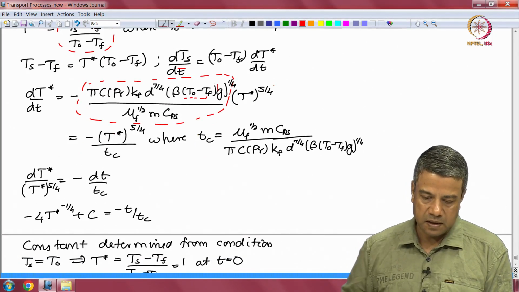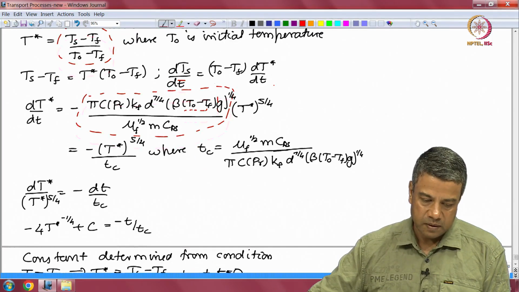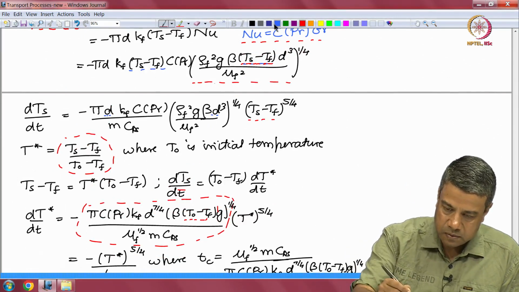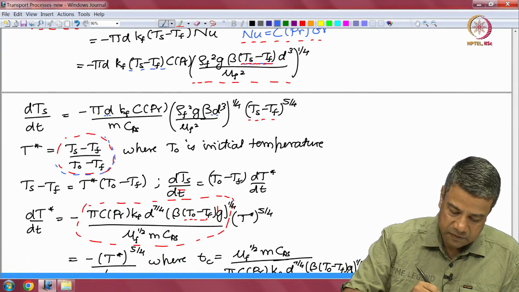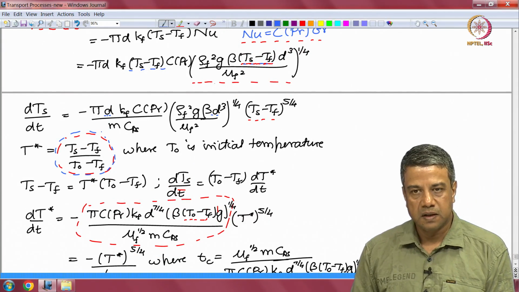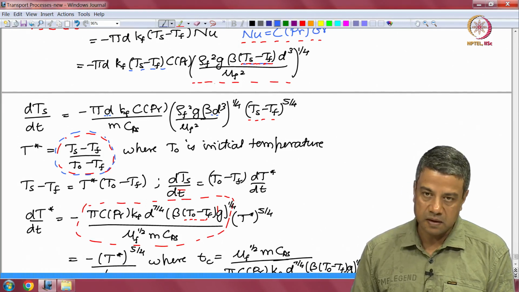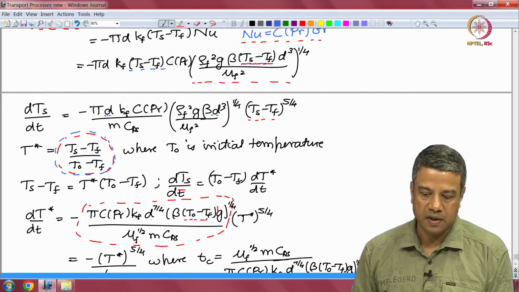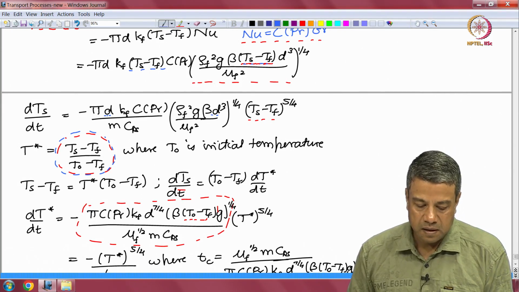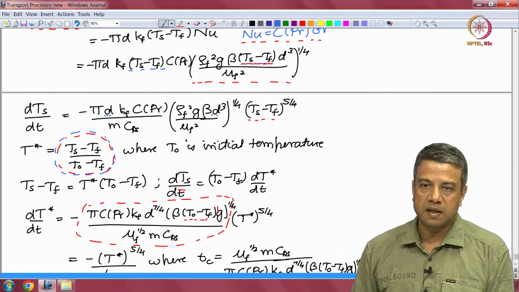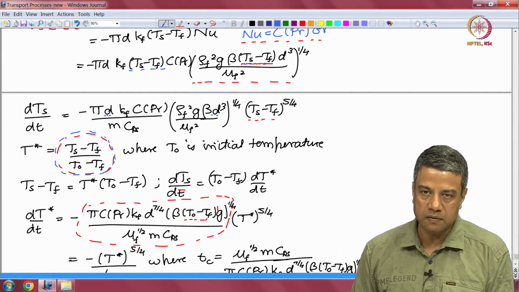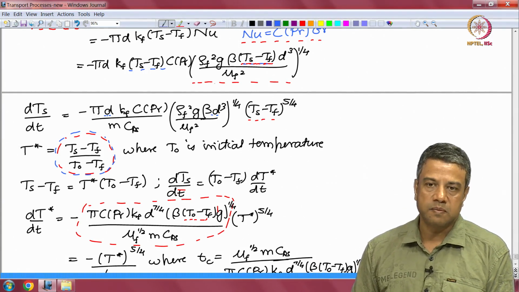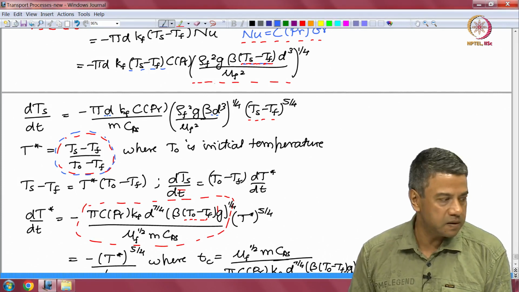So, based upon that we had scaled the temperature. We had defined the scaled temperature T star as equal to Ts minus Tf by T naught minus Tf. Ts is T naught at initial time, that means that T star is equal to 1 at initial time. And in the long time limit, you would expect the sphere temperature to be equal to the fluid temperature Tf. So, T star has to go to 0. So, this is a measure of the departure of the sphere temperature from the fluid temperature.